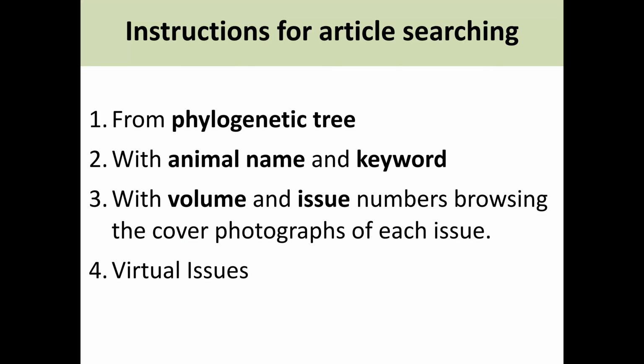For article searching, there are four different ways that you can look for articles. One is from the phylogenetic tree, as I just mentioned. Another is using the animal names, and if you want, including keywords. The third one is specific volumes and issue numbers, and you can browse this inside Zoo Diversity Web with the cover photographs of each issue. I will show you this later. And finally, we have made several virtual issues that are collections of similar topics, and you can search from there too. So let's take a look at these four different searching styles in detail.